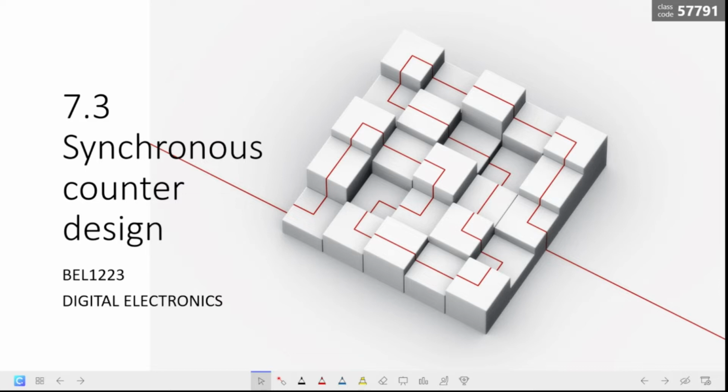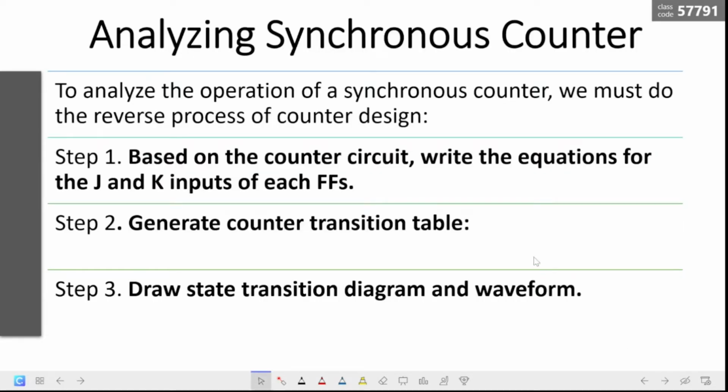Assalamualaikum everyone. We are still in topic 7.3 Synchronous Counter Design for subject Digital Electronics. For this video, we're going to look at how we can analyze a synchronous counter.